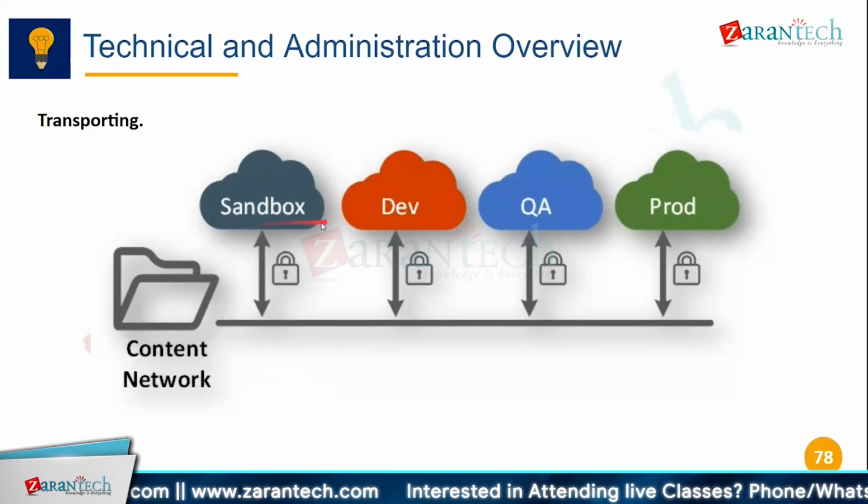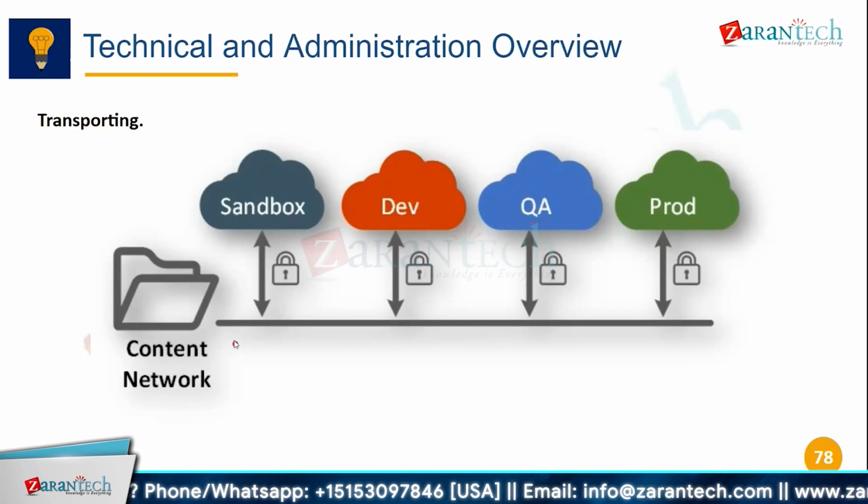Typically, this is how the landscape will be. You can have a sandbox system, development system, quality system, and production system. You can migrate the content using the content network. Once you create a dashboard, you start it in sandbox, then improve it in development, or you can directly do it in development, then do the testing. Once the testing is finalized, you can move it to production.